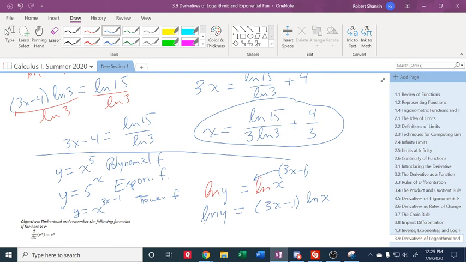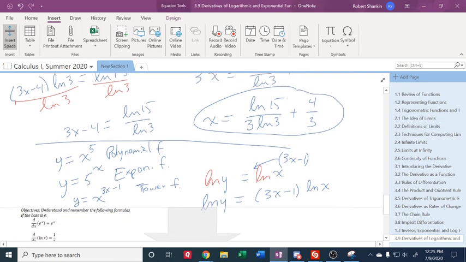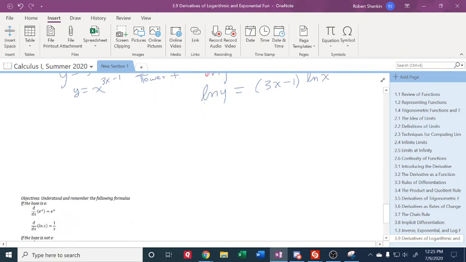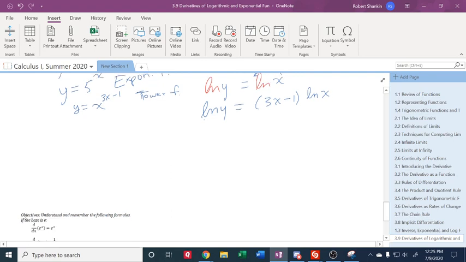So are there problems where there's a tower function on top of another tower function? If that was the case, you might have to take the ln of both sides more than once. But that's really the tool that we use every time, taking the log of both sides. Yep, you could have tower on tower, and we'd handle it the same way. Good question.